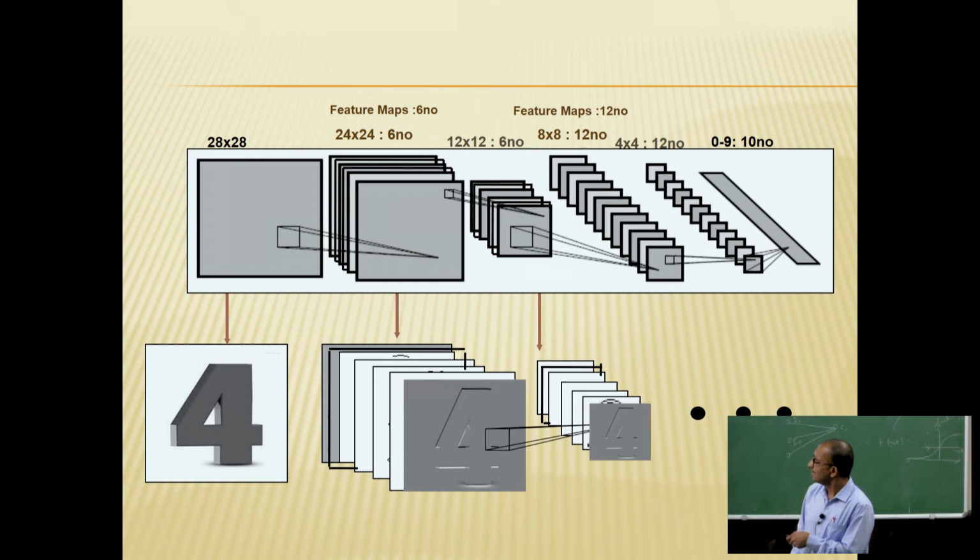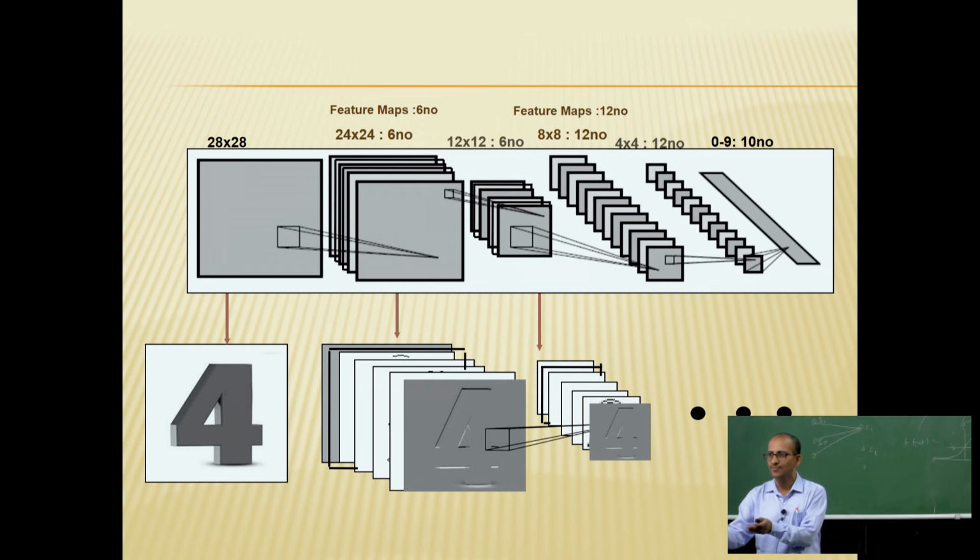If I use a 5 cross 5 filter with a 28 cross 28 image, what is the output dimension? 28 minus 5 plus 1, that is 24 cross 24. And we have 6 channels because I have used 6 filters. After that we have downsampling. If I downsample each channel, will the number of channels change? It does not change. So I have 6 channels compactly represented in 12 cross 12 now.